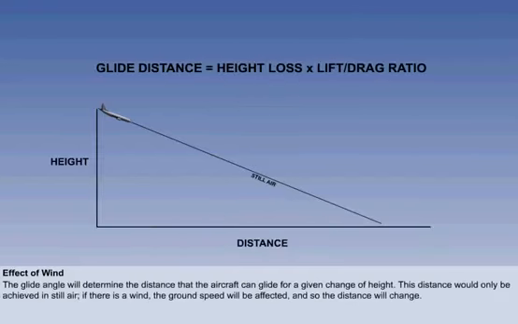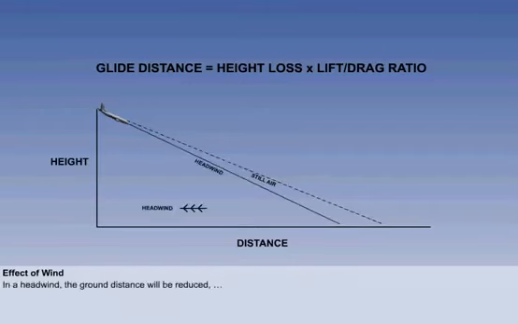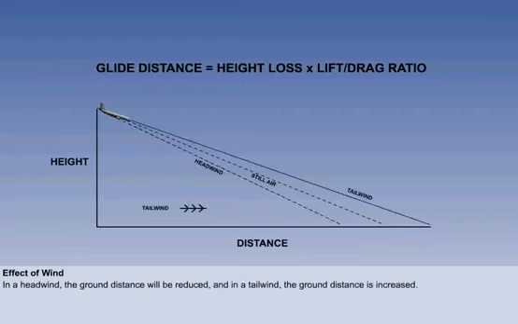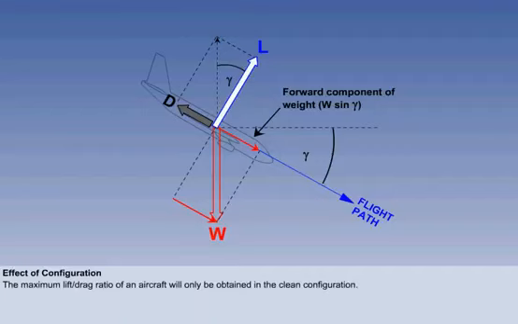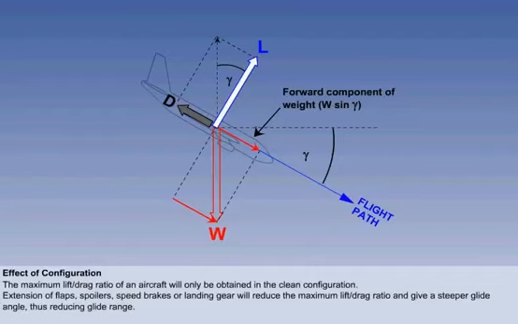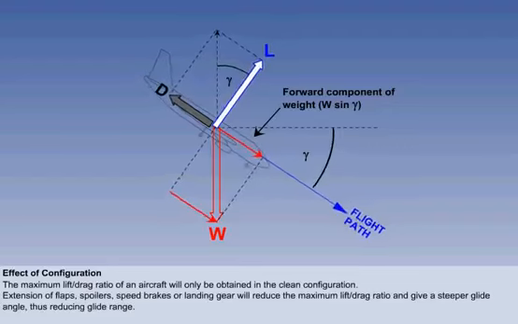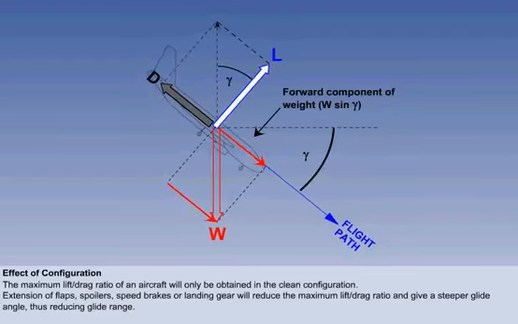The glide angle will determine the distance that the aircraft can glide for a given change of height. This distance would only be achieved in still air. If there is a wind, the ground speed will be affected, and so the distance will change. In a headwind, the ground distance will be reduced, and in a tailwind, the ground distance is increased. The maximum lift-drag ratio of an aircraft will only be obtained in the clean configuration. Extension of flaps, spoilers, speed brakes or landing gear will reduce the maximum lift-drag ratio and give a steeper glide angle, thus reducing glide range.